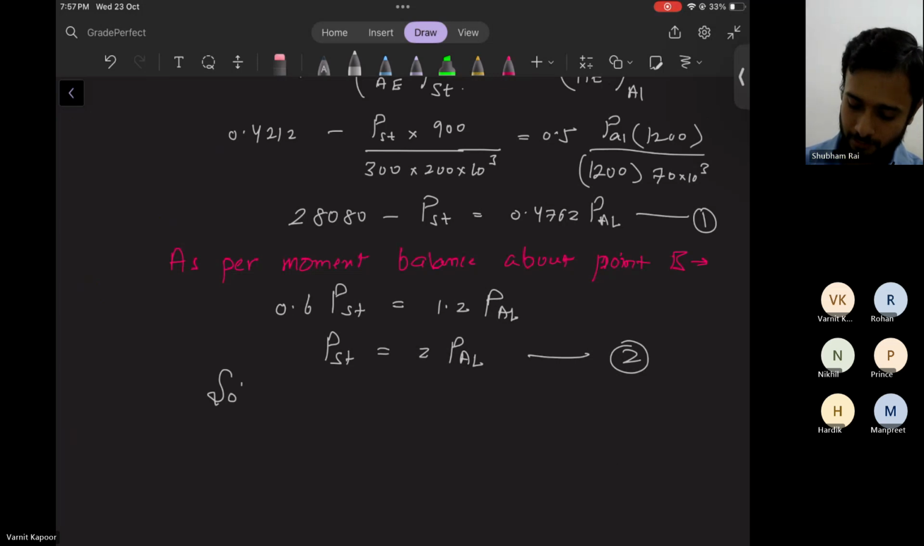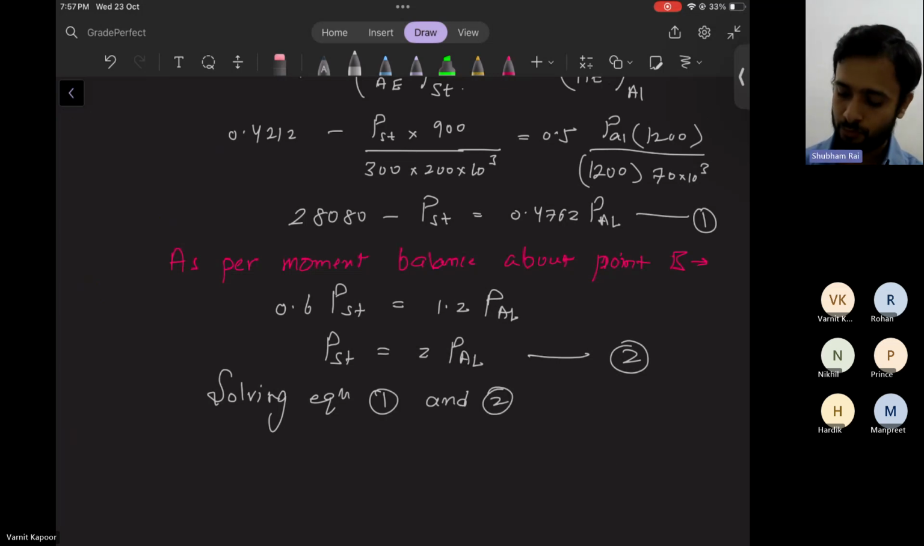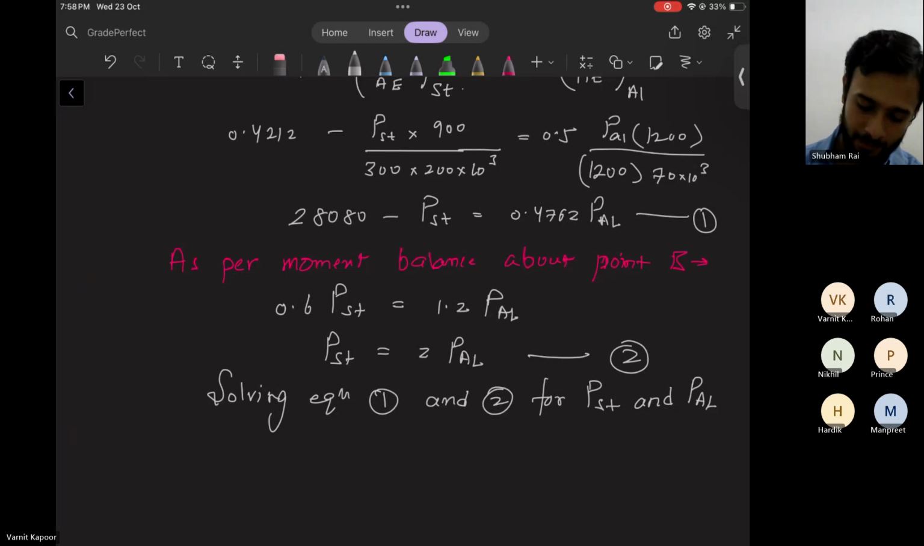So solving equation 1 and 2 for PST and PAL, you just substitute PST equal to 2PAL in equation 1, you will get PST from there, and then you can find PAL, which is PST by 2. Finally, what you will get is your PAL, which will come out to be approximately 11340 Newton. Okay, so this much you will get.